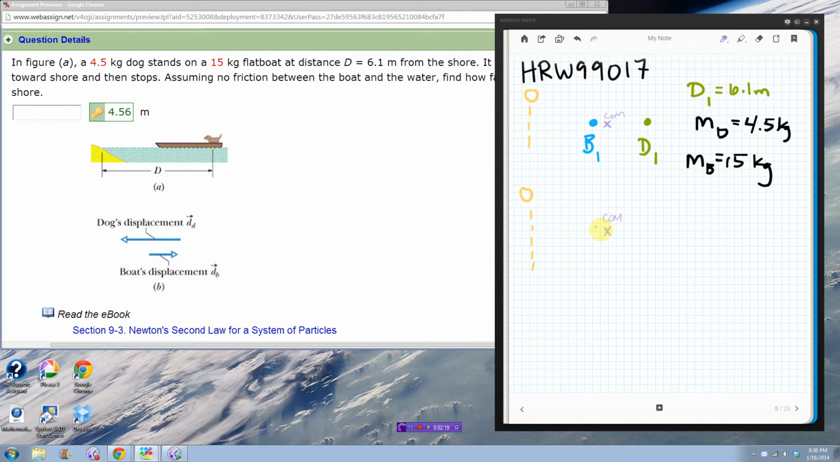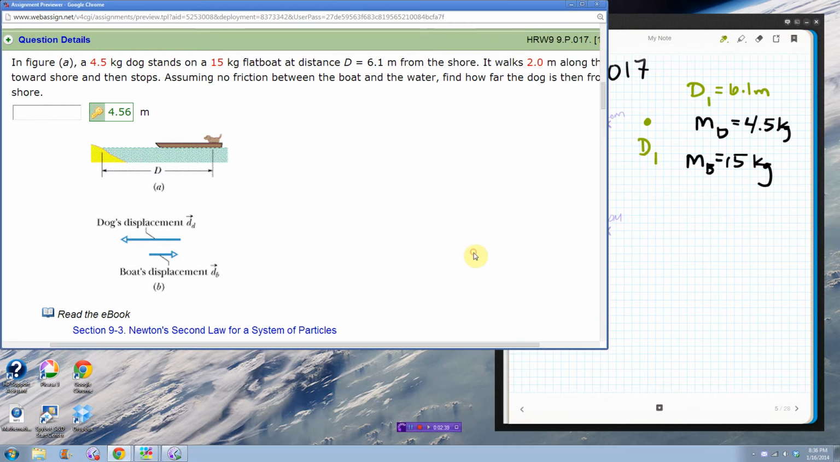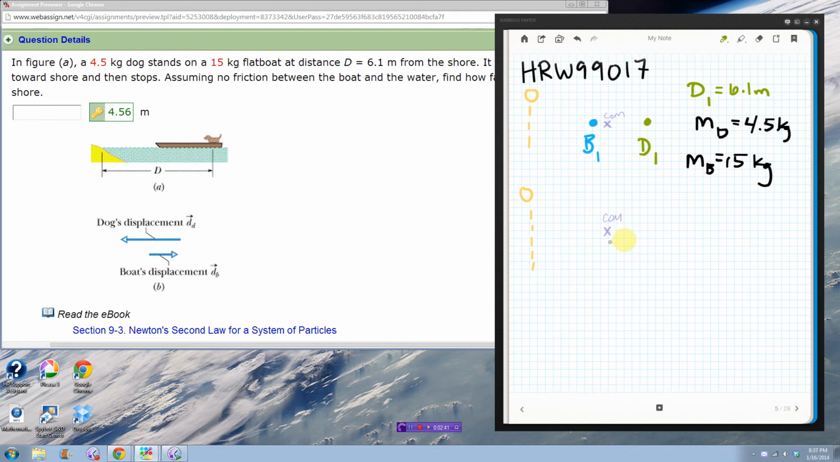Okay? But the dog moves closer to shore. Okay? So I don't know how much closer to shore, but I do know it's closer to shore. I'm going to say the dog moves, let's see, it says it walks 2 meters. It's definitely still on the boat. I'm going to say the dog walks to here. So I'm going to call that the position of the dog number 2 because it's after it's moved.